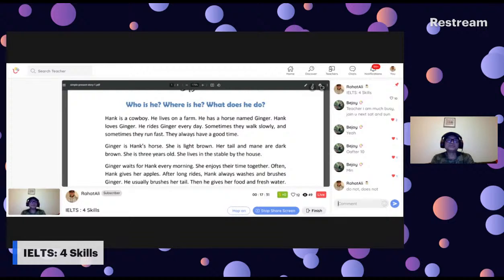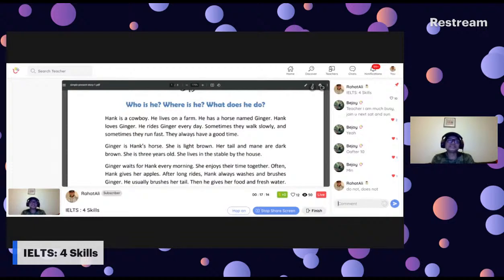So Hank is a cowboy. He lives on a farm. He has a horse named Ginger. Hank loves Ginger. He rides Ginger every day. Sometimes they walk slowly and sometimes they run fast. They always have a good time.